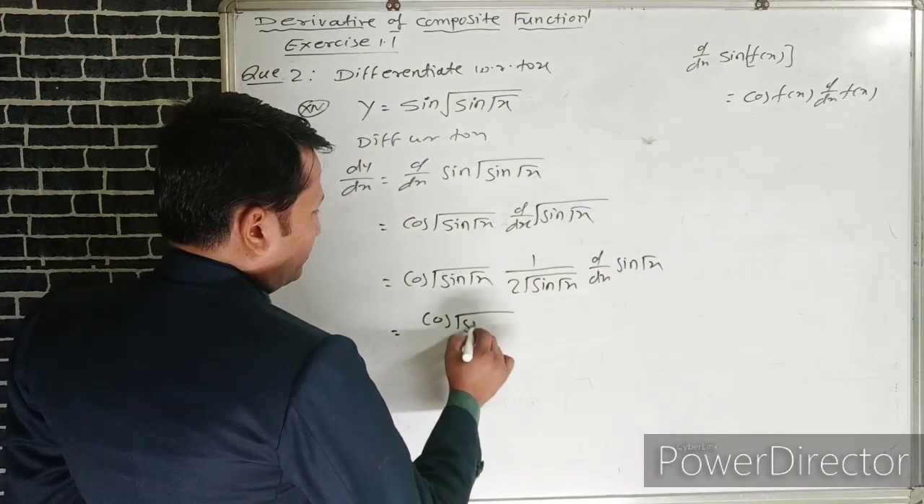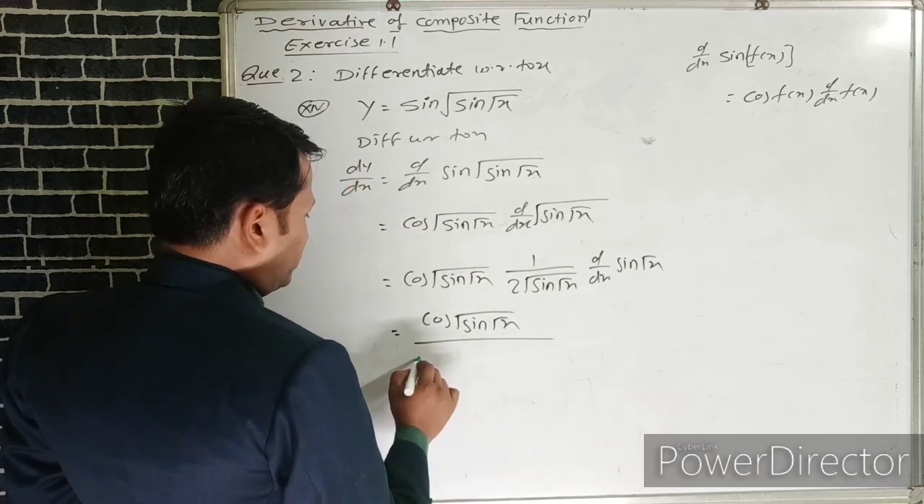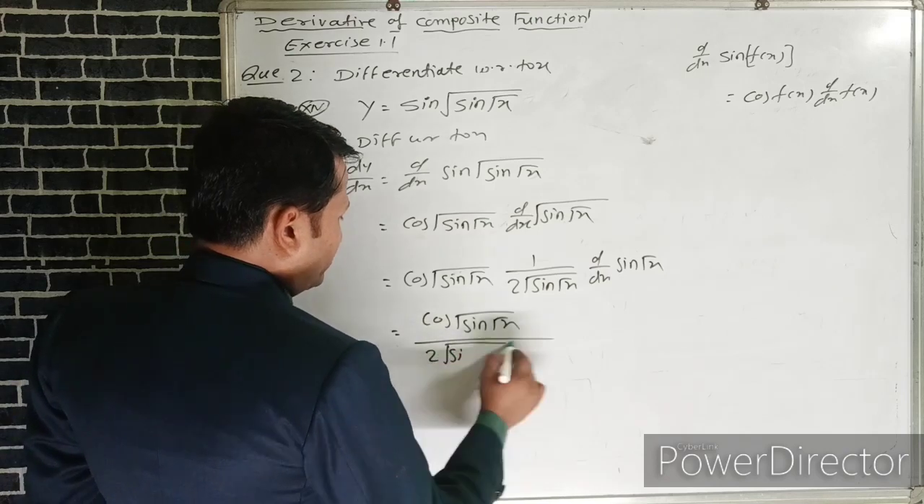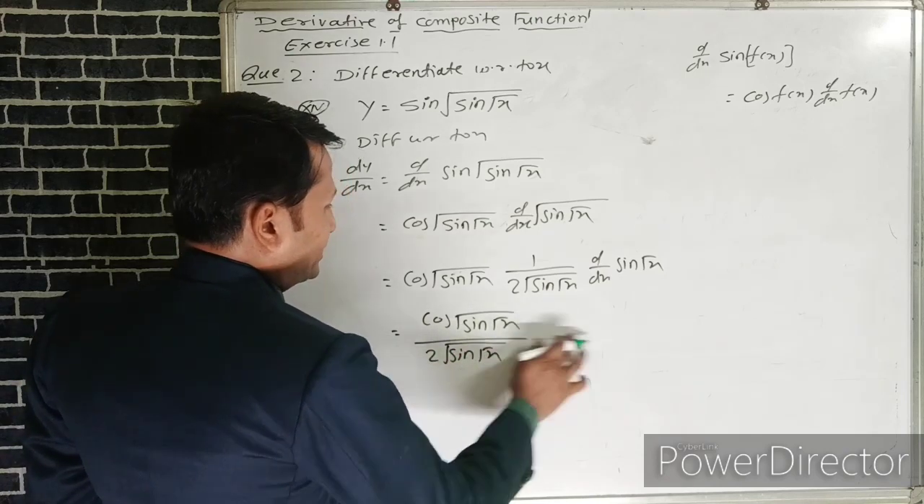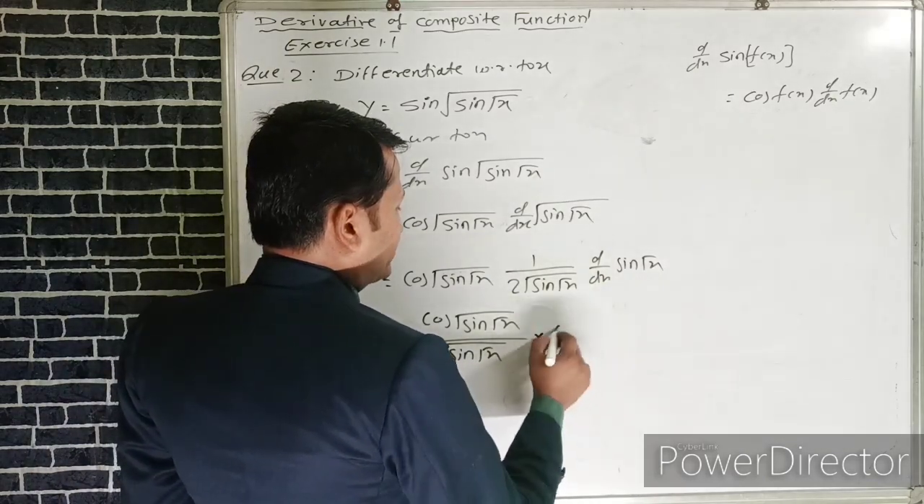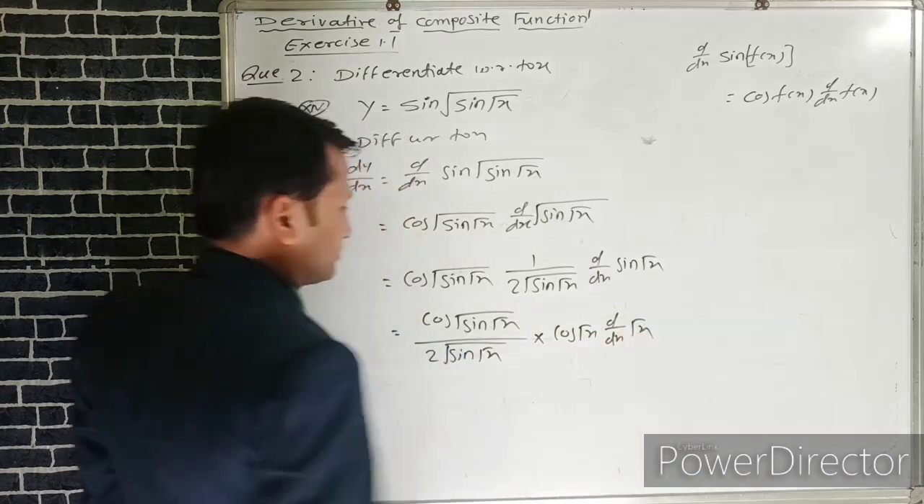Cos of under root of sine root x, as it is, 1 upon 2 sine under root of sine of under root x, into the derivative of sine, which is cos. Hence we can write the derivative of sine of root x is cos of under root x, into again the derivative of root x.